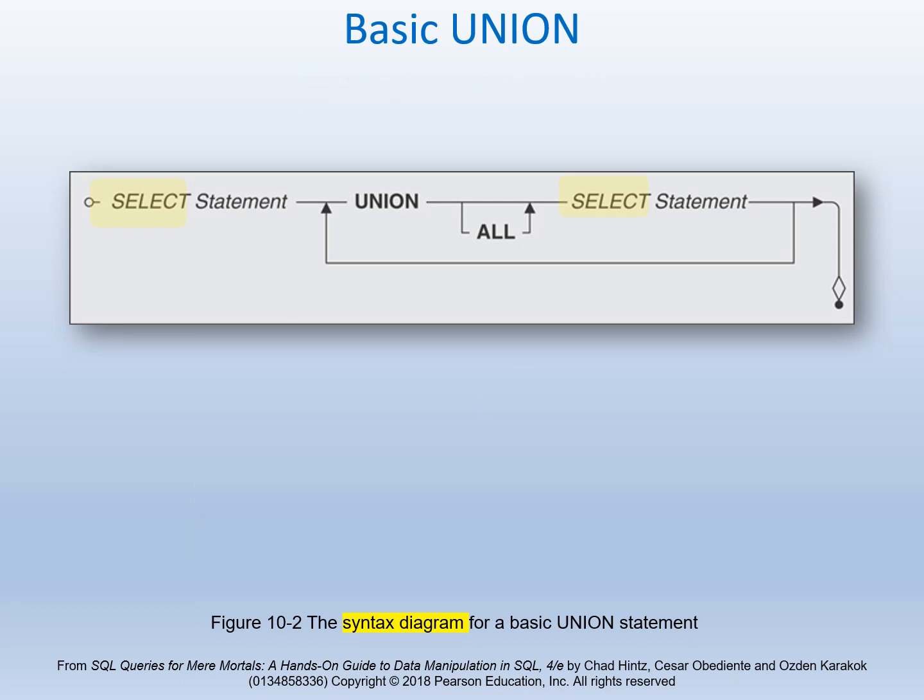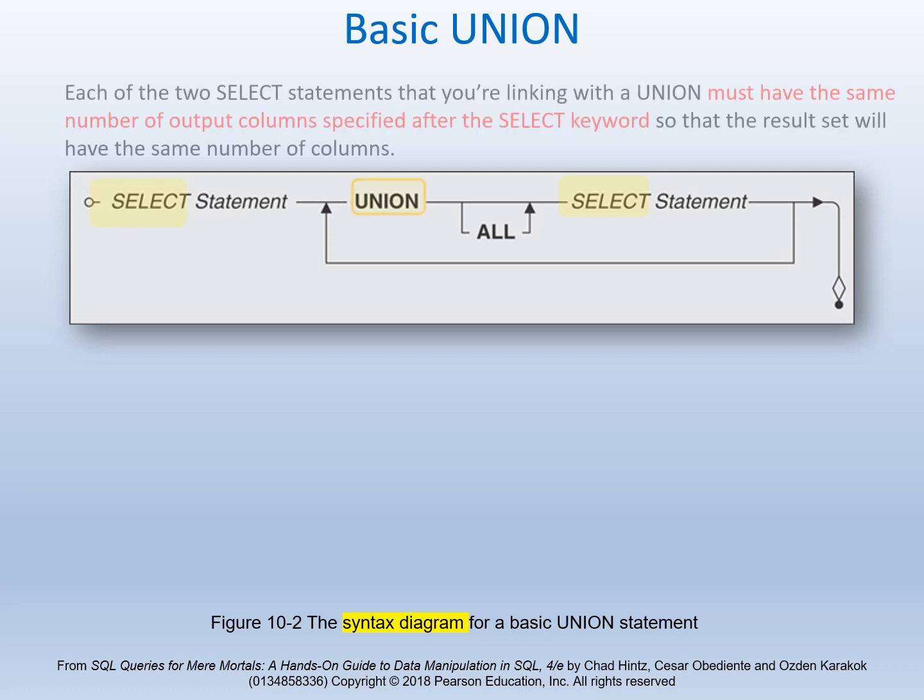This is the syntax diagram of a basic union. We see the keyword select, all uppercase and highlighted in yellow. With each of the two select statements that you're linking with a union, it is very important that the same number of output columns are specified after each of the select statements so that the result set will have the same number of columns. For instance, if your first select statement has 3 columns, the second select statement must have 3 columns. Our keyword is union.